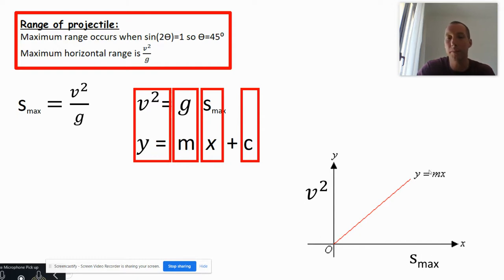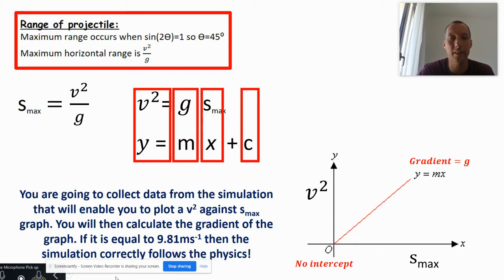And if you do that, and the simulation works as the physics says, then the gradient of your graph should be equal to g, 9.81, and there should be no intercept. Now, if it's not a straight line or the gradient's not equal to g, then we know that the simulation doesn't follow the laws of motion. Okay, so this is kind of your task.